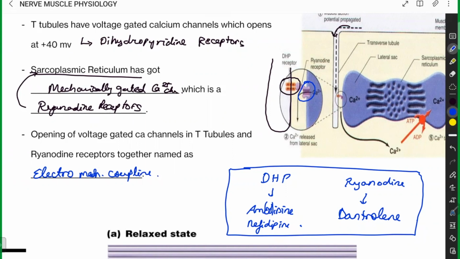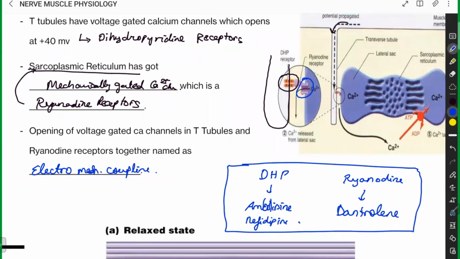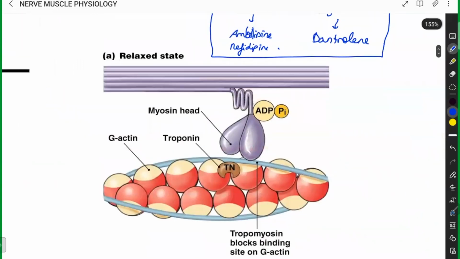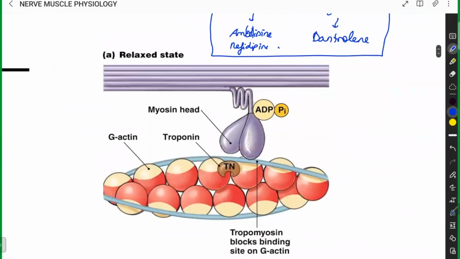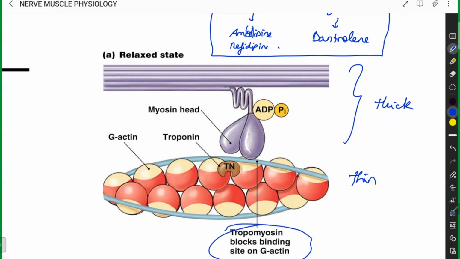Now, since you understood this entire process, you have to understand how excitation contraction happens. This is your relaxed state. You have the myosin head, which is present over your actin, over your thin filament. This is your thick filament and this is your thin filament. Who is preventing this interaction? Tropomyosin, which blocks the binding site on the G-actin.